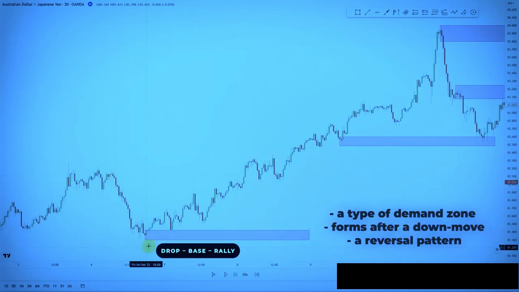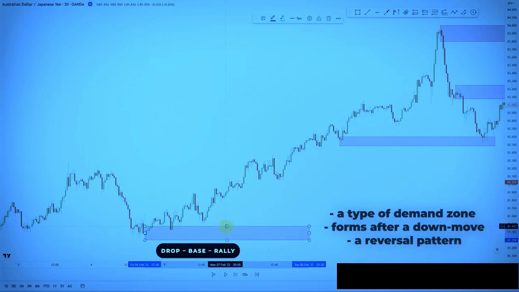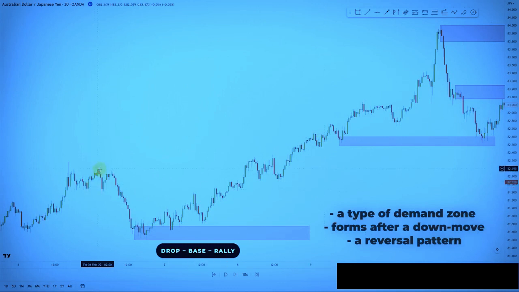The drop-based rally is a structure which forms a demand zone in the market. These zones differ from the first price structures, mainly because of their location in the market. If the rally-based rally and the drop-based drop zones only form during trending movements, the drop-based rally zones will only be found when the market changes from moving down to moving up. It's a reversal pattern.